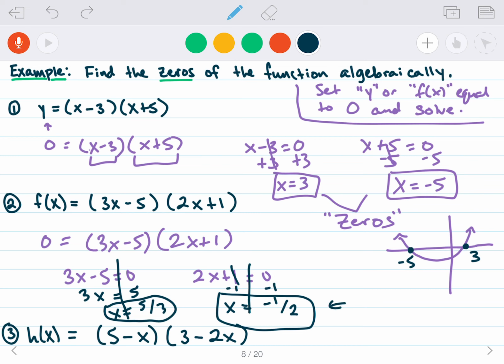All right, let's do this one, number 3. We have 5 minus x and 3 minus 2x. All right, so for step 1, set it equal to 0. So we're trying to figure out where y equals 0.